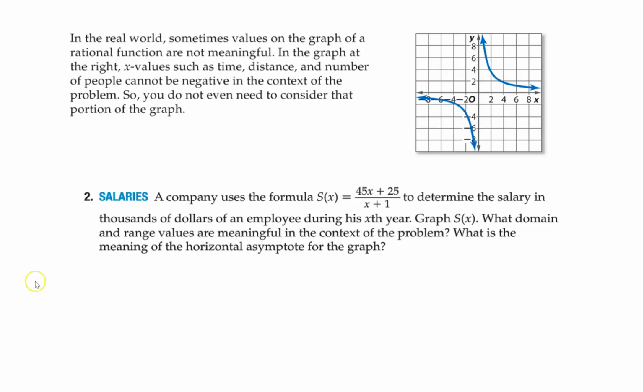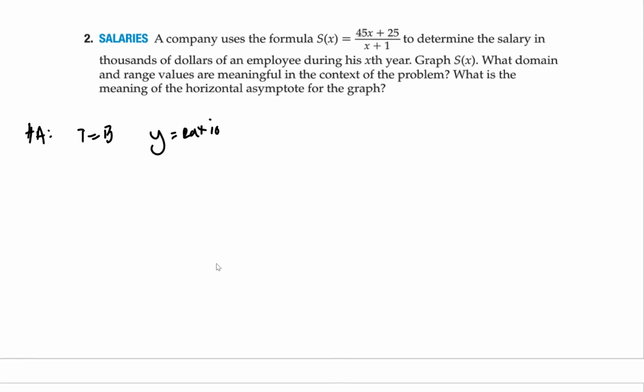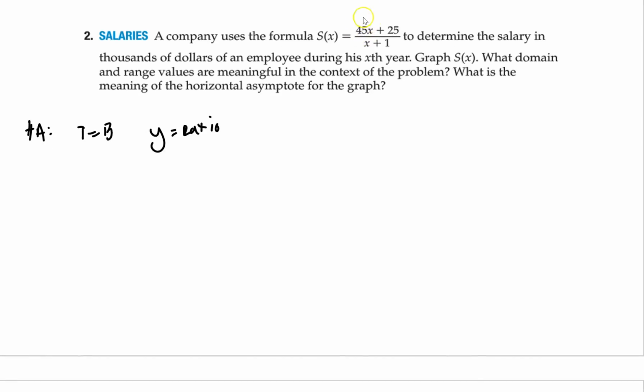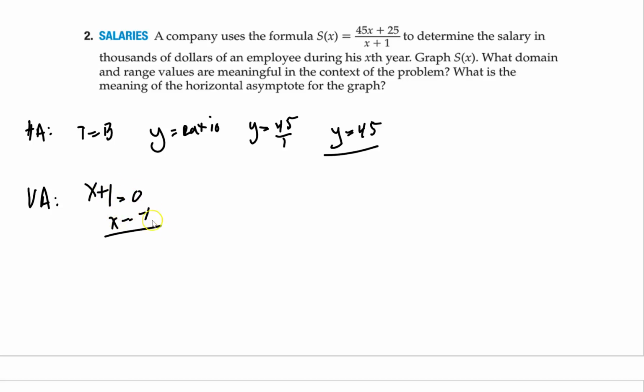As always, let's do what we always do: horizontal asymptote. In this case, the degrees are the same, so top equals bottom, so it's the ratio, which in this case is 45 over 1, or just 45. So that's my horizontal asymptote, y equals 45. Nothing factors, so we're going to skip holes. Vertical asymptote: the denominator equals 0. I get x equals -1. That's my vertical asymptote.